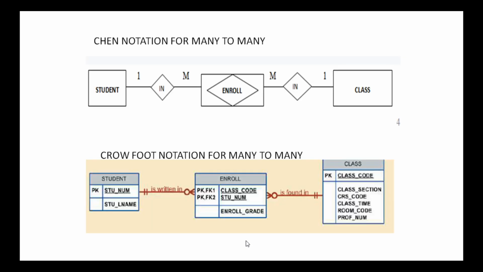Just see this diagram, in both notations, Chen notation and Crowfoot notation. An associative entity is represented by a diamond symbol inside a rectangle. It's the associative entity representation. The student can enroll in many classes, and each class can have many students.